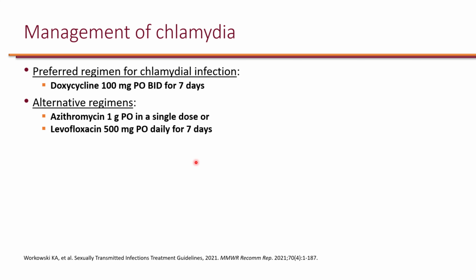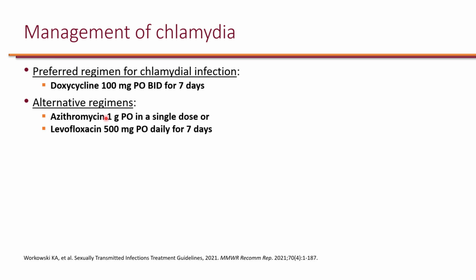Let's switch gears to management of chlamydia. So the preferred regimen for chlamydial infection is doxycycline, 100 milligrams 2 times a day for 7 days. So this is a standard 7-day regimen. Alternatively, if someone cannot tolerate or access doxycycline, azithromycin 1 gram as a single dose or levofloxacin 500 milligrams daily for 7 days are recommended by the CDC.